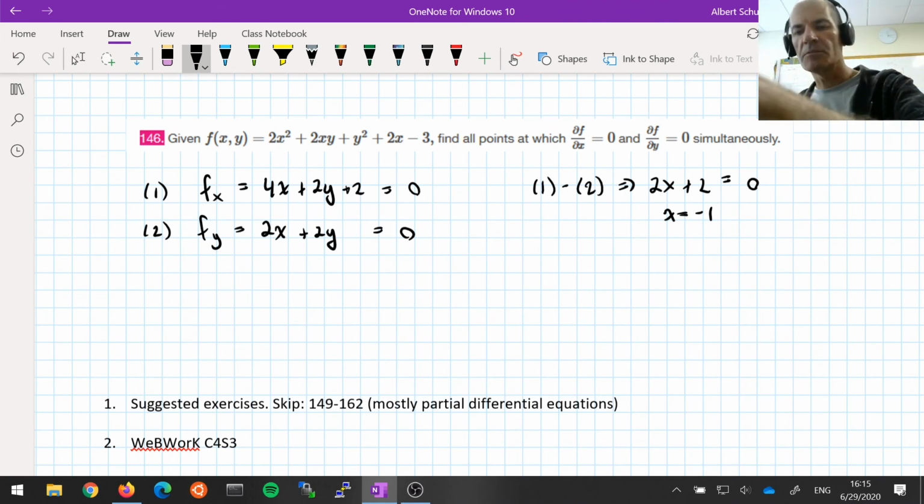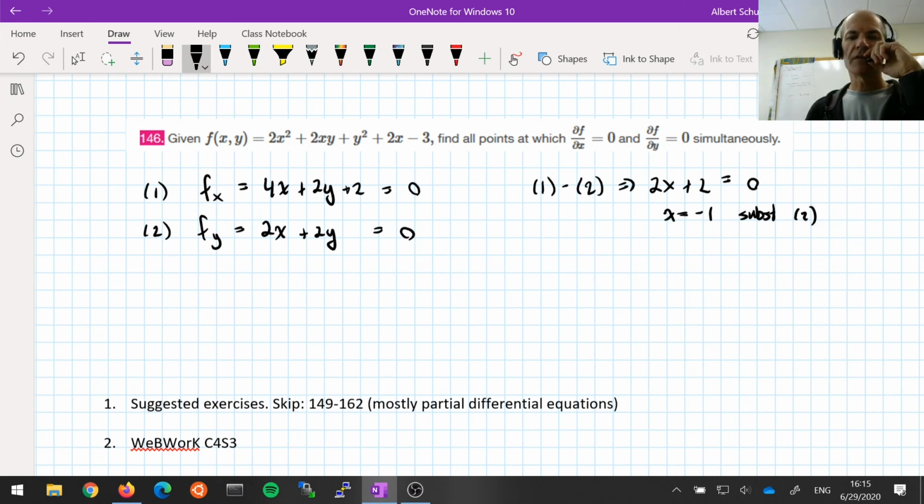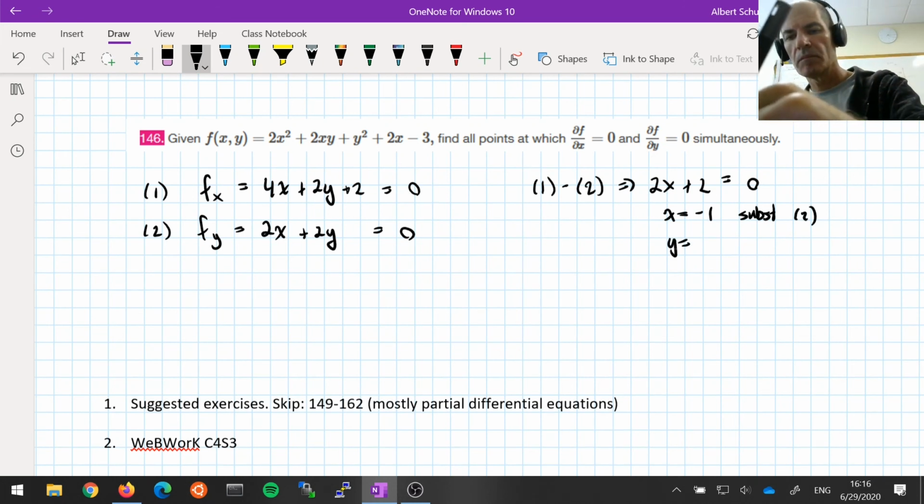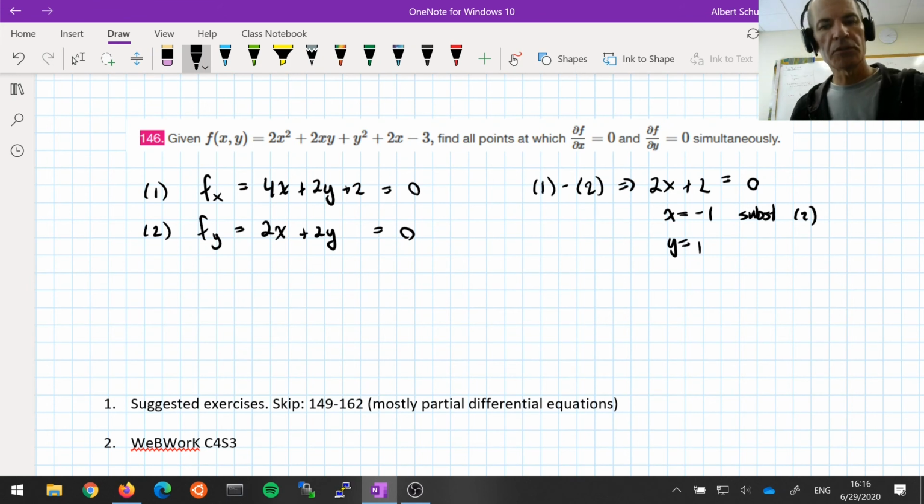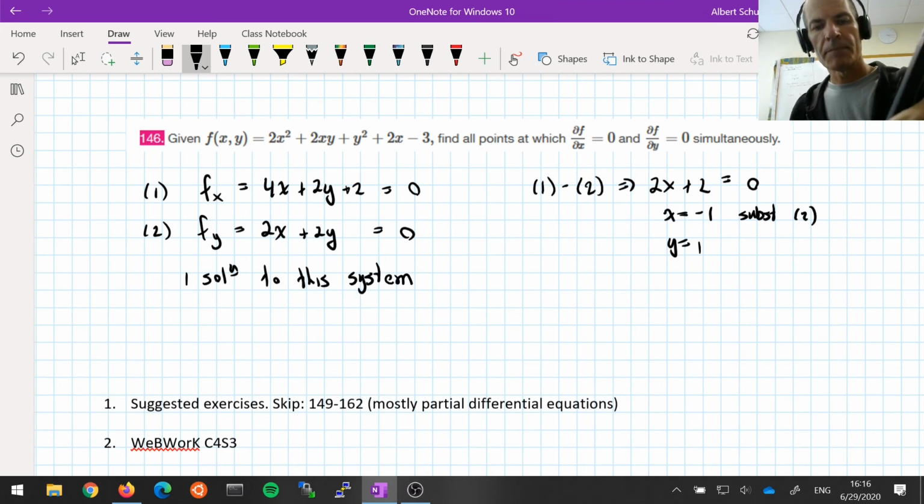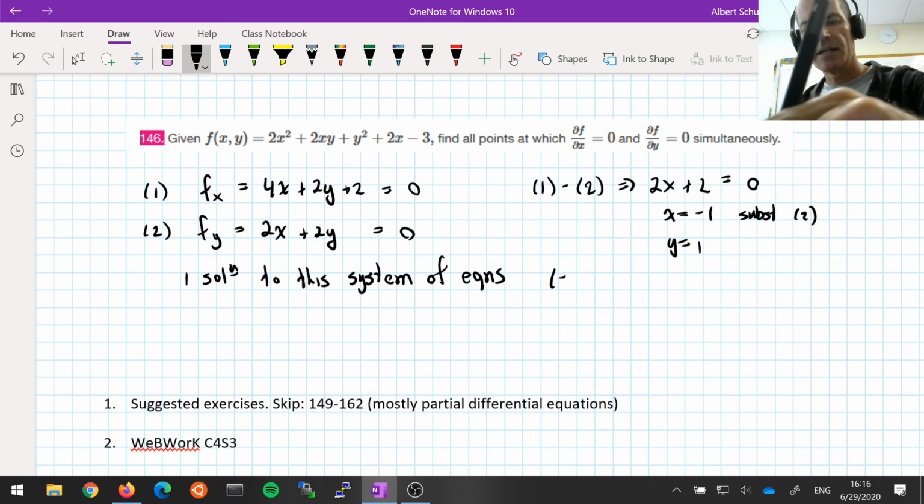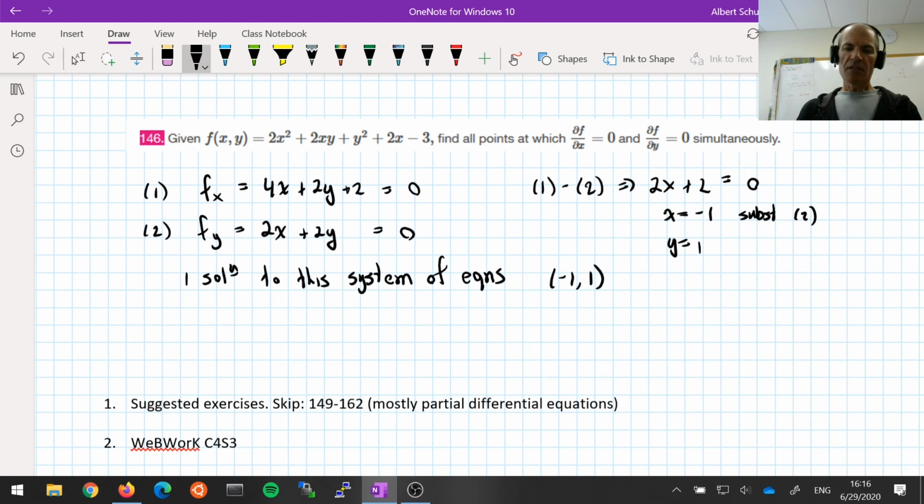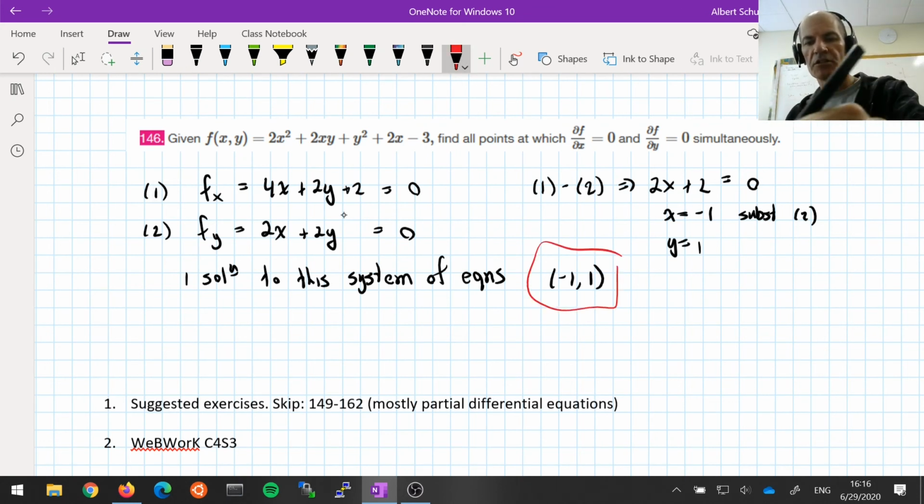If we take that and substitute into equation 2, we quickly see that y is equal to 1. And there's a single solution to this system of equations, and it is the point negative 1, 1. Something special happens on this surface at the point negative 1, 1. We've answered the question. We're done, right? We've answered the question. There it is.